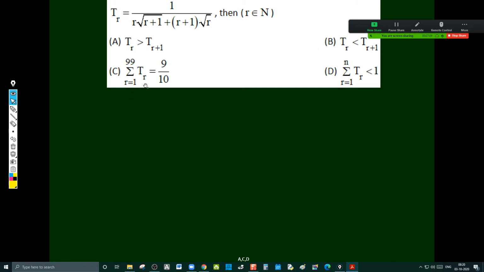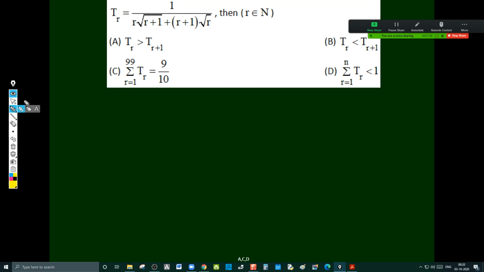And C, here the summation, and here also. So all four options will not be correct. That's what I mean to say. All four will not be correct. Okay, let us see now.